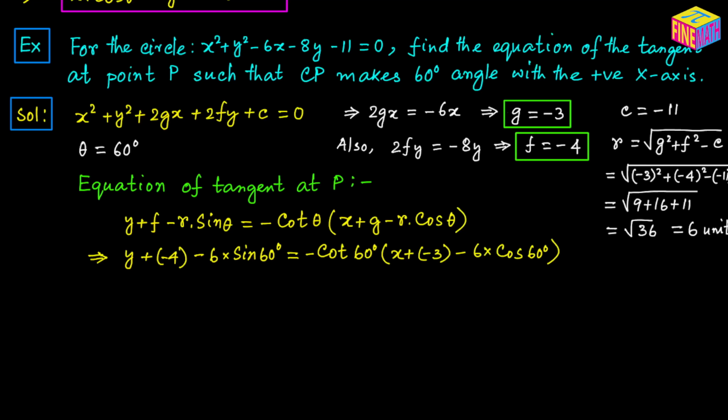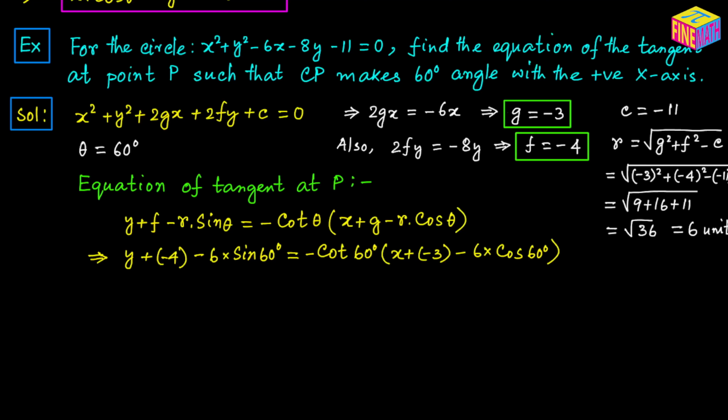Next, we are going to plug in the values of f, r, theta and g. So our equation is going to look like this: y plus negative 4, because the value of f is negative 4, minus r is actually 6, so 6 times sine of 60 degree, theta is 60 degree, is equal to negative cotangent of 60 degree times x plus negative 3, because the value of g is negative 3, then minus 6 times, because r is equal to 6, so 6 times cosine of 60 degree.